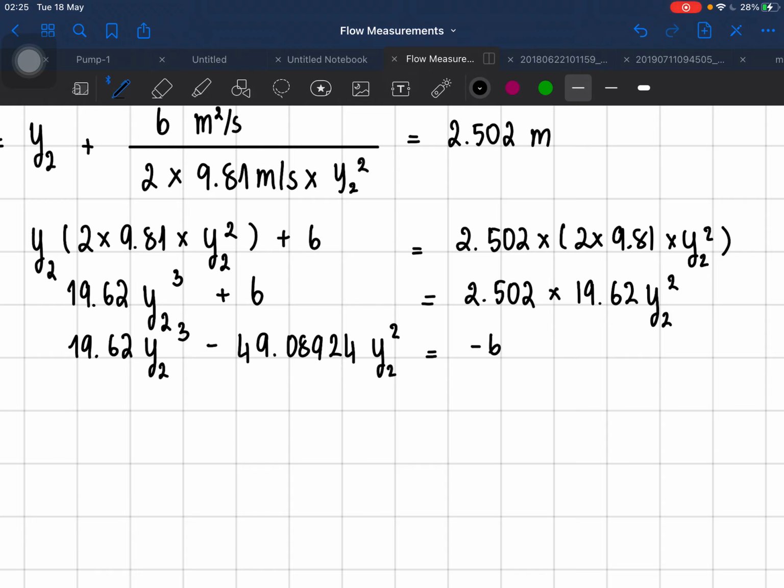Oh, I missed a D. 19.62 equals, okay, this one is 49.08924 equal, and then D is minus 6. Please give me the answer, say 2.54, 0.36. Oh, and there you go, the other answer is in.